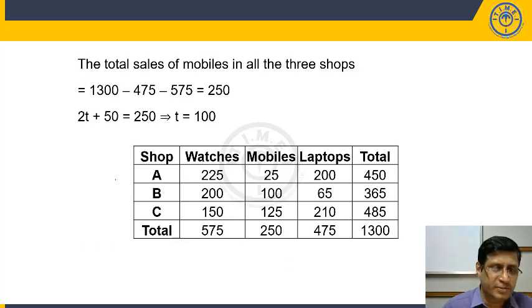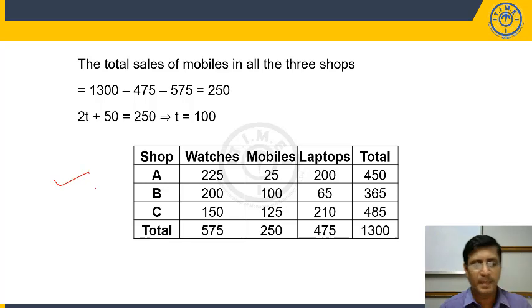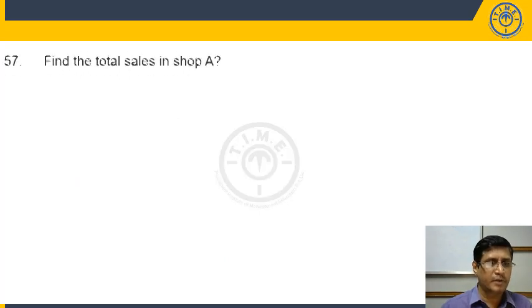Yes, my dear students, please note on this table. These are the number of watches, mobile phones, and laptops sold in total from the shops A, B and C. Now based on this, look at question number 57.